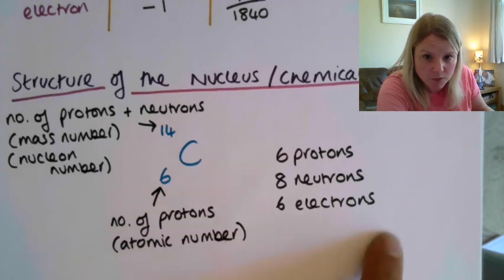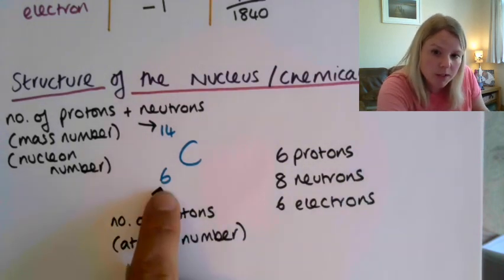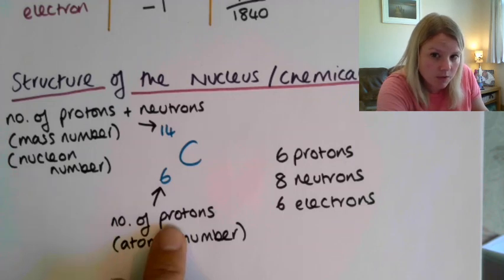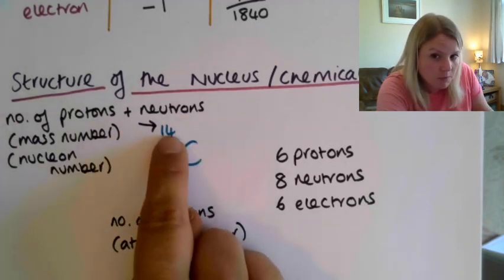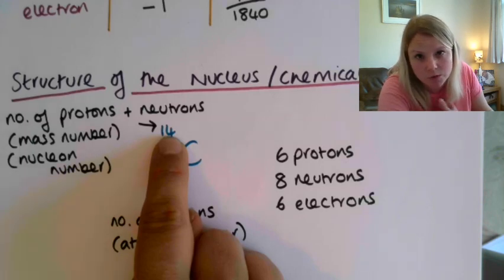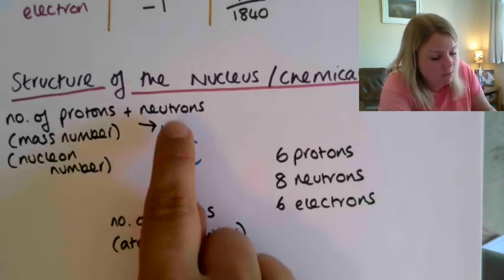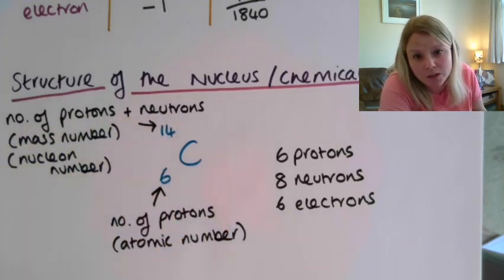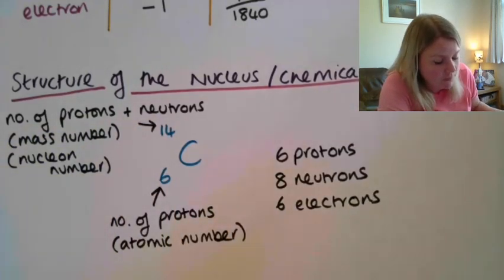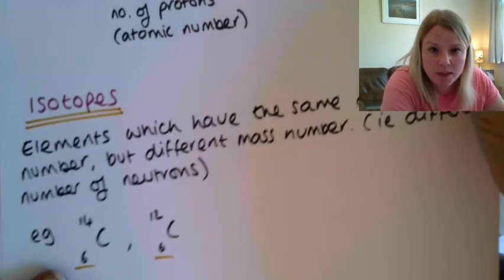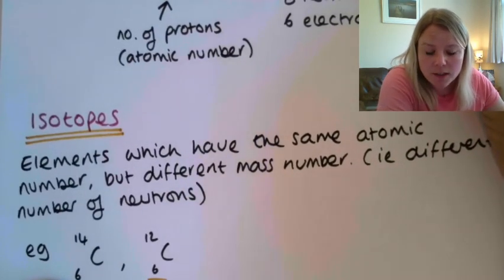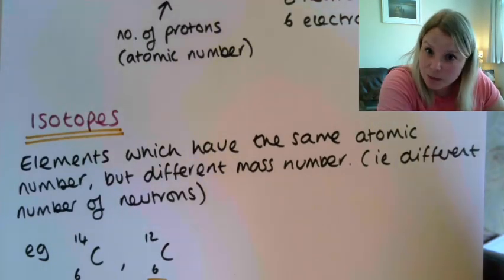We need to be able to read and understand things like this, know what these numbers represent, and figure out some information from them. So the bottom number here is called the atomic number, and it tells you how many protons are in the nucleus. This top number can be called the mass number or the nucleon number, and it tells you the number of protons plus neutrons. So from these two, we can figure out how many neutrons are in the atom or the nucleus.